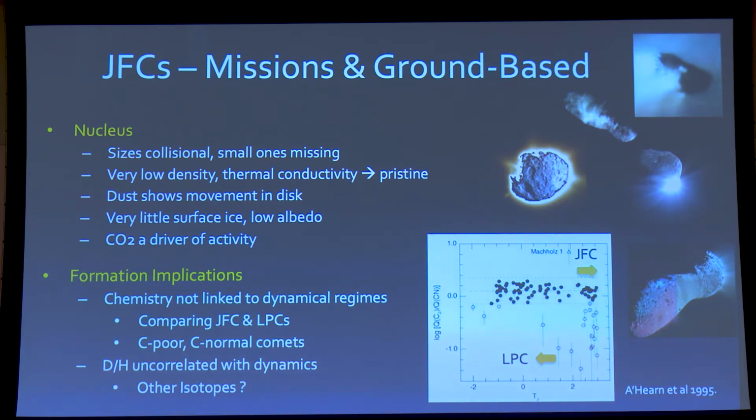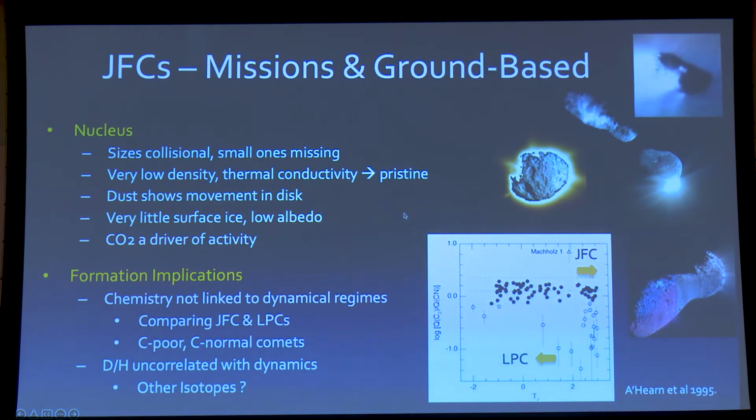They've been found to be very low density. Missions have shown they have very low thermal conductivity, which likely means that they're pristine on the interior, but maybe not right at the surface. We've seen from the Stardust mission, samples that were returned to Earth, that there was a lot of movement in the protoplanetary disk because very high temperature minerals were seen in the samples collected from Stardust, things that had seen 1700 degrees Kelvin.